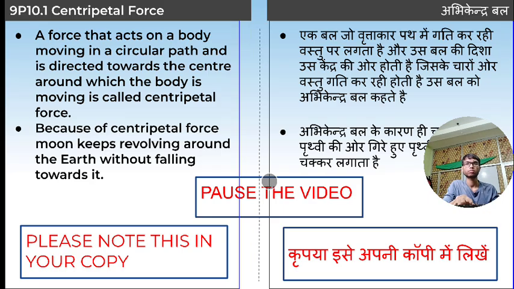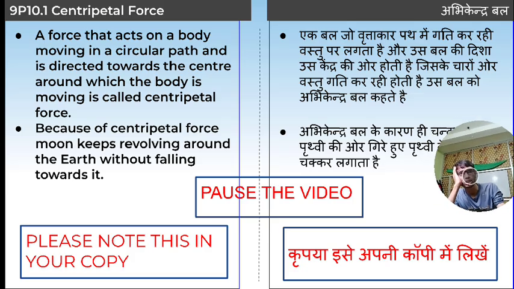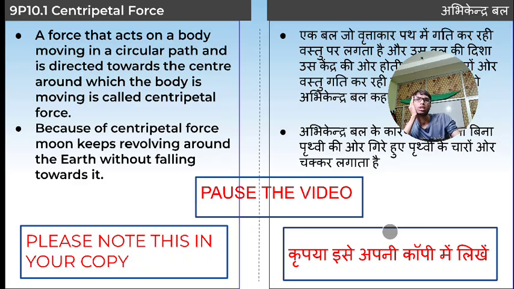Now next, a force that acts on a body moving in a circular path and is directed towards the center around which the body is moving is called the centripetal force. Because of the centripetal force, the moon keeps revolving around the earth without falling towards it. It keeps revolving around the earth because of the centripetal force.